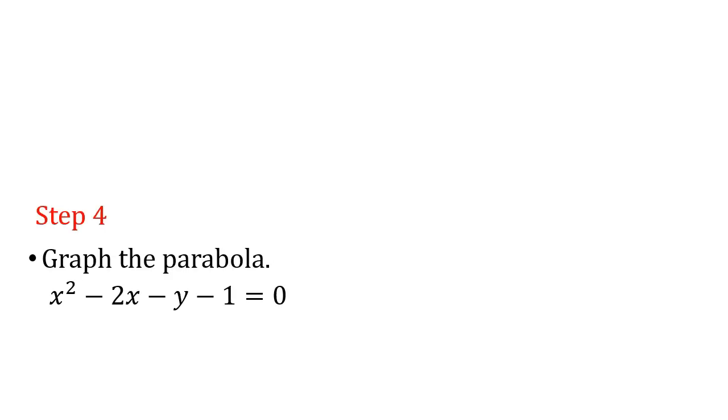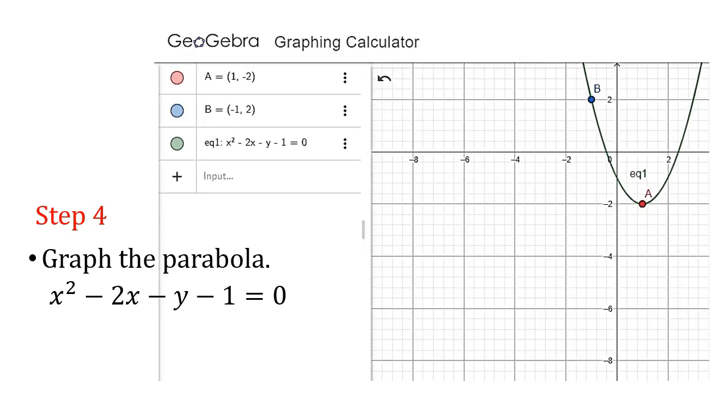Step 4. Graph the parabola. Here, we use again the GeoGebra graphing calculator. As you can see, that's the vertex and that's the given point. It passes through the parabola. So our answer is correct.